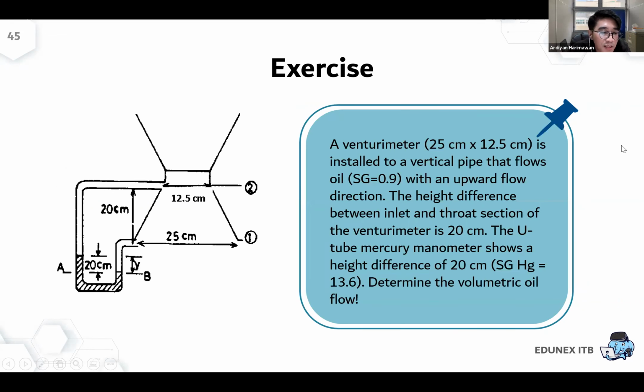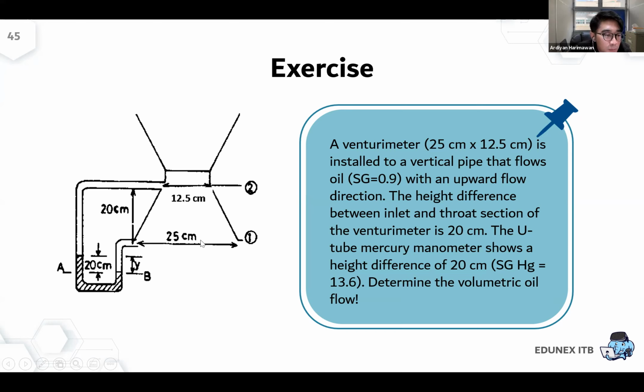Okay, to end our class today, please do this exercise. This is the Venturi arrangement, but different from the Venturi that I have explained before. The arrangement is vertical; previously, it was horizontal. So oil with a specific gravity of 0.9 is flowing upwards through the Venturi. There is a smaller diameter here, which changes the velocity and the pressure. The pressure is represented in the manometer.